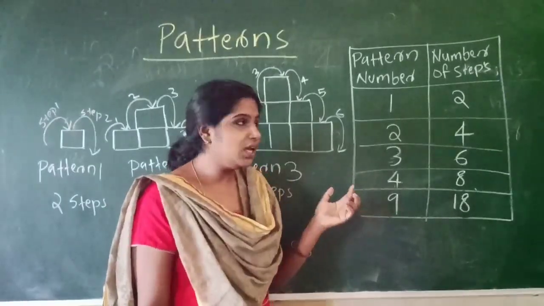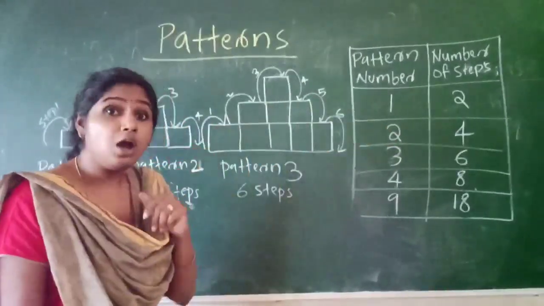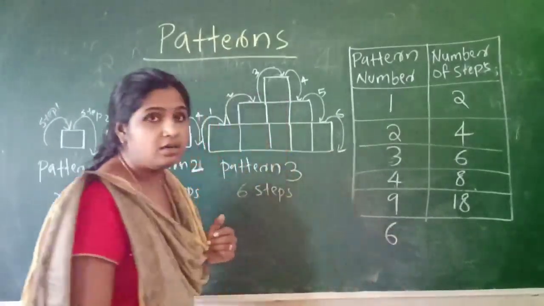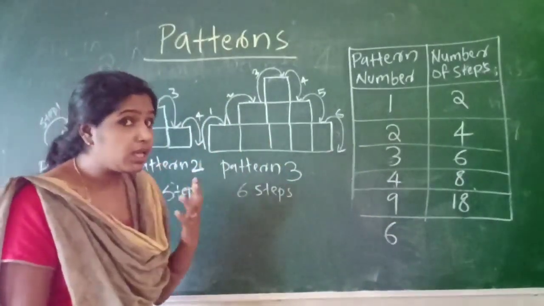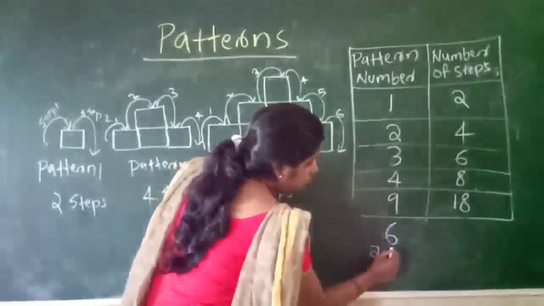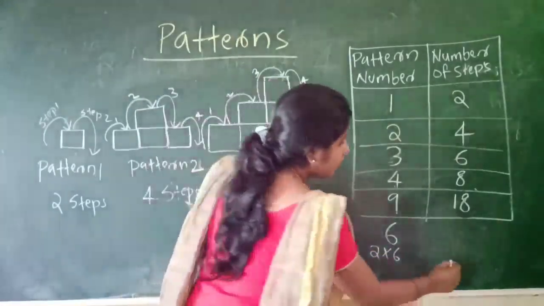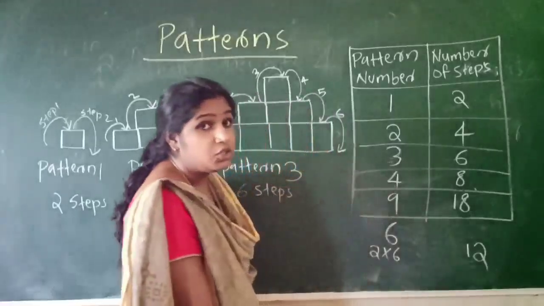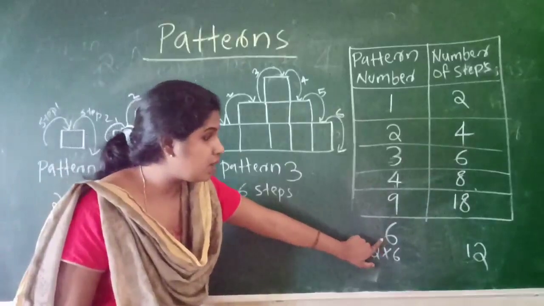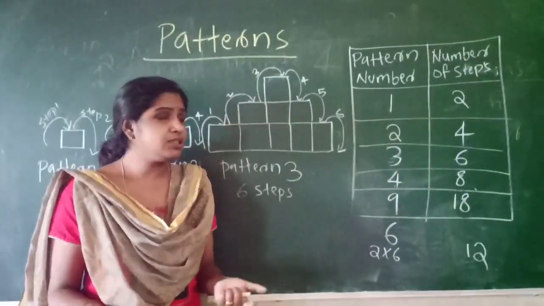Okay. Get it? You can say for any pattern how many steps it will take. Can you say for the 6th pattern, how many steps there will be? How can we find? Yes, 2 sixes are. That means 2 sixes. Can you say 2 sixes are? Yes, 12. Is it? 12 steps will be taken for going up and down for pattern number 6. Get it? Okay.